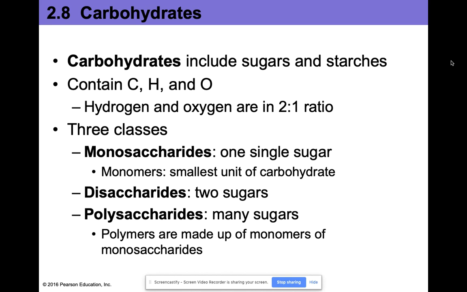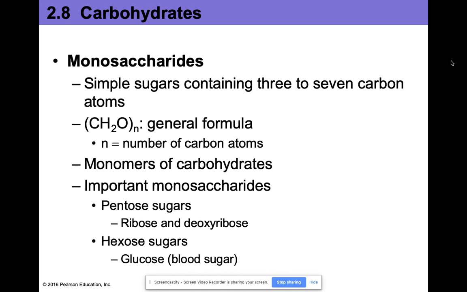We have 3 different classes. We have monosaccharides, which means single sugar. We have disaccharides, which means 2 sugars, and polysaccharides, which is many sugars, so like 4 or more typically. Our monosaccharides are going to be the simplest of sugars. Glucose is a great example here. You have different classes, whether it's a pentose sugar, so a 5-carbon sugar, or a hexose sugar, which is a 6-carbon sugar, such as glucose.